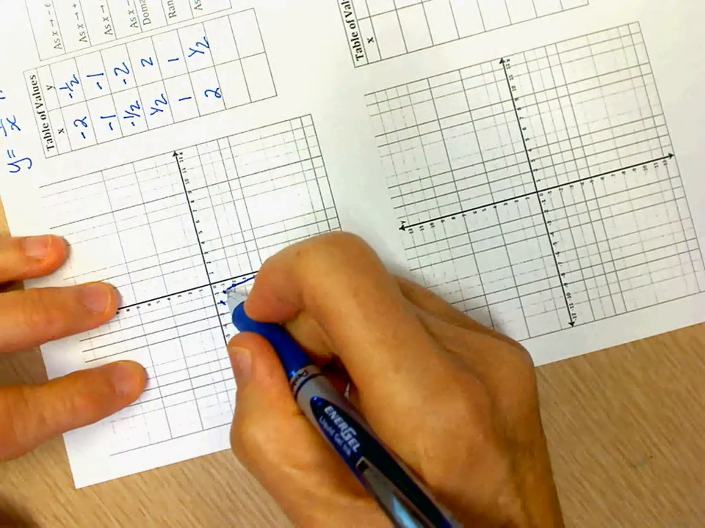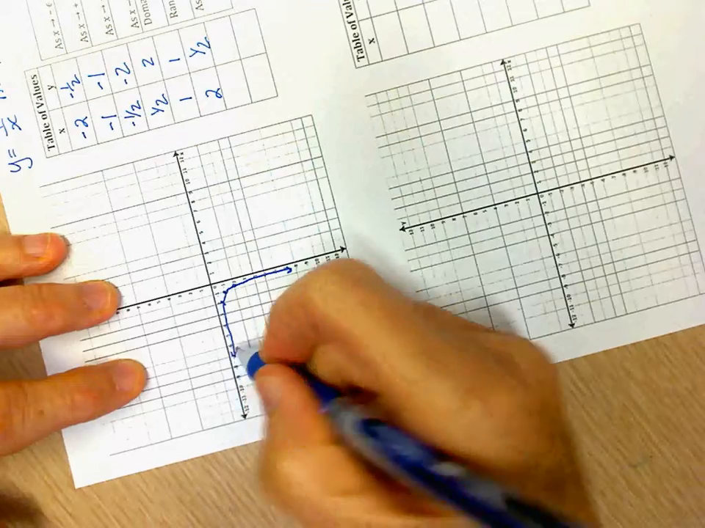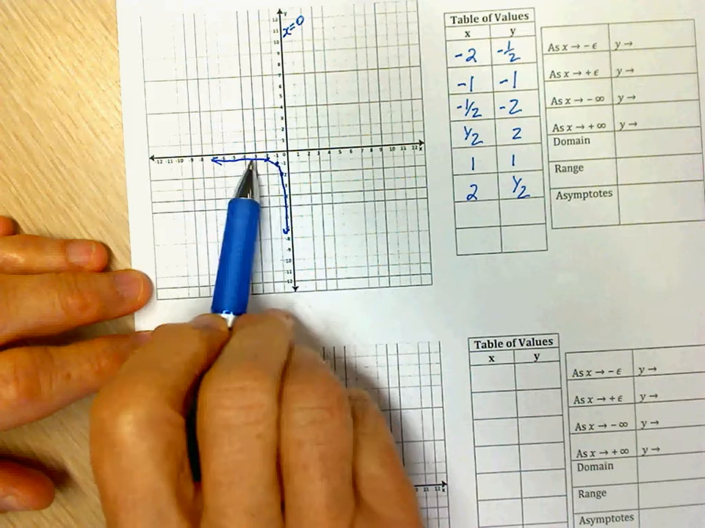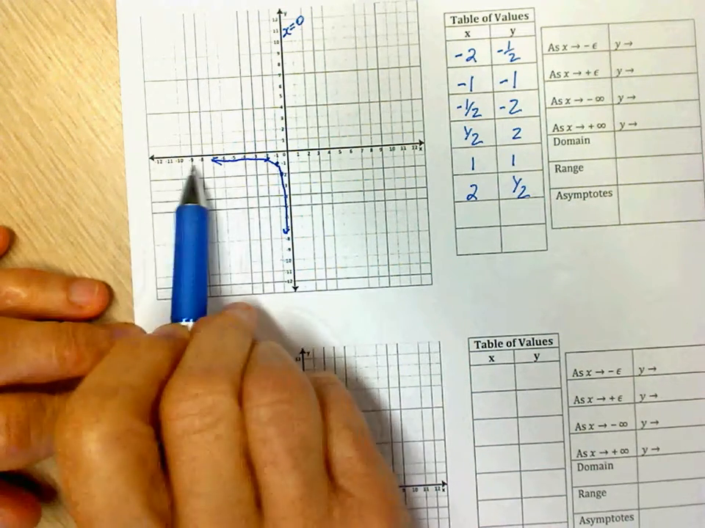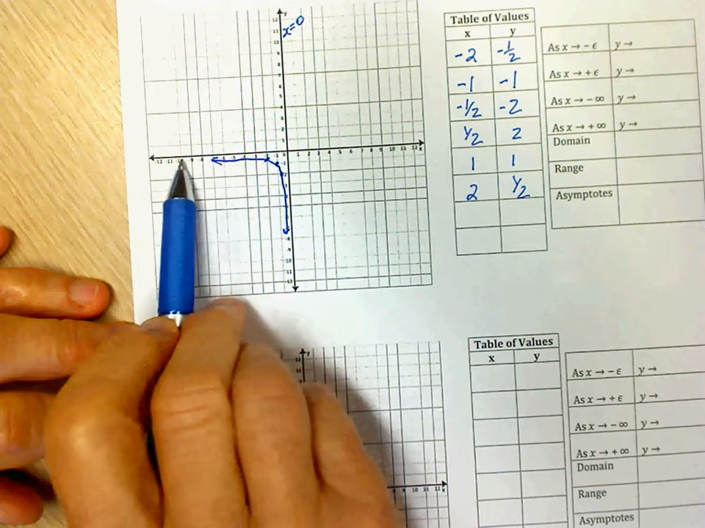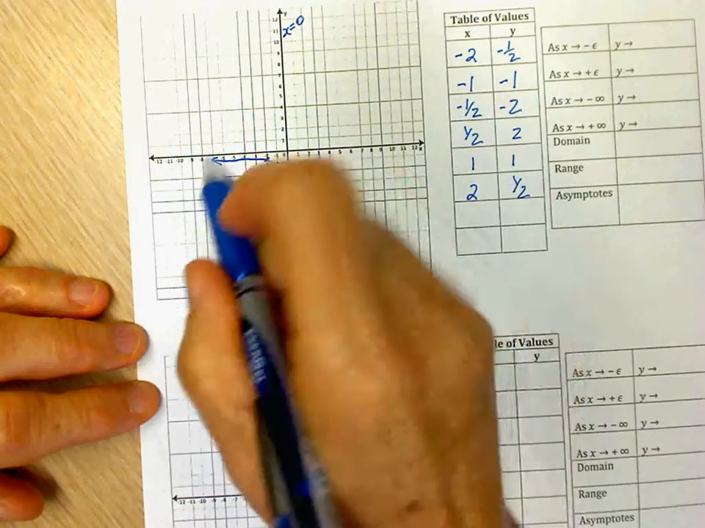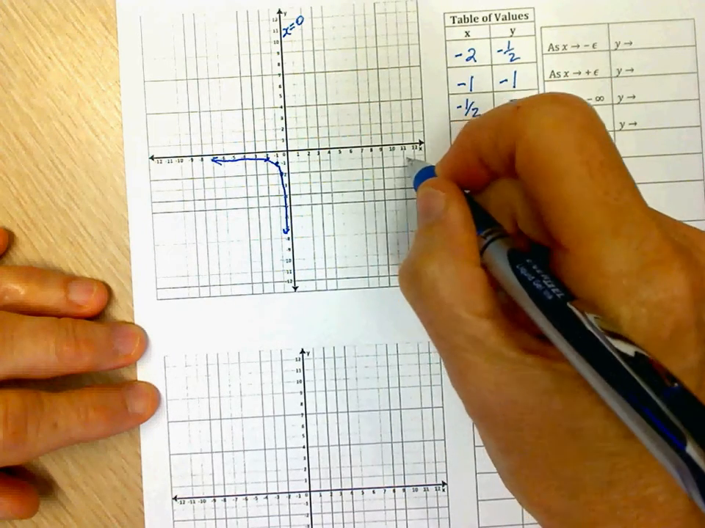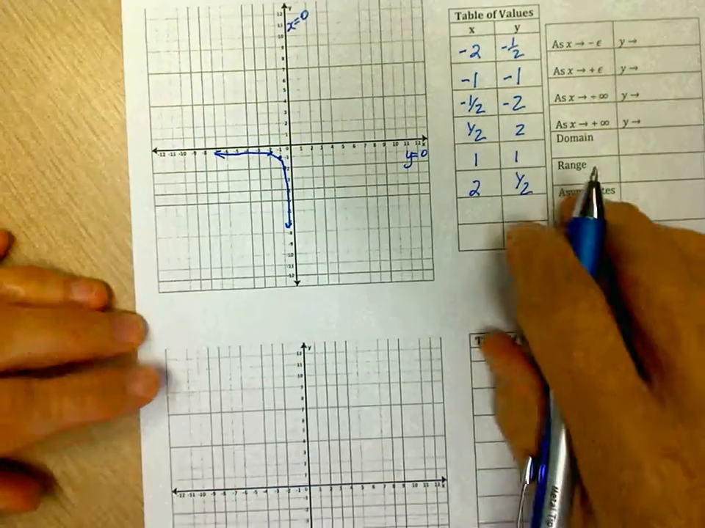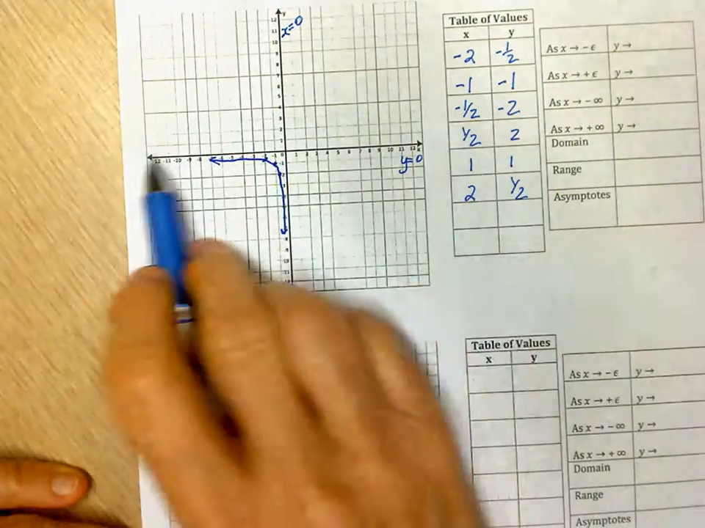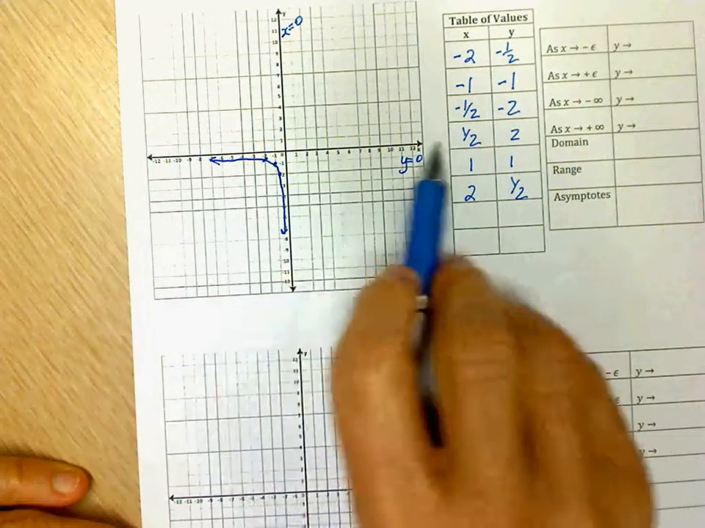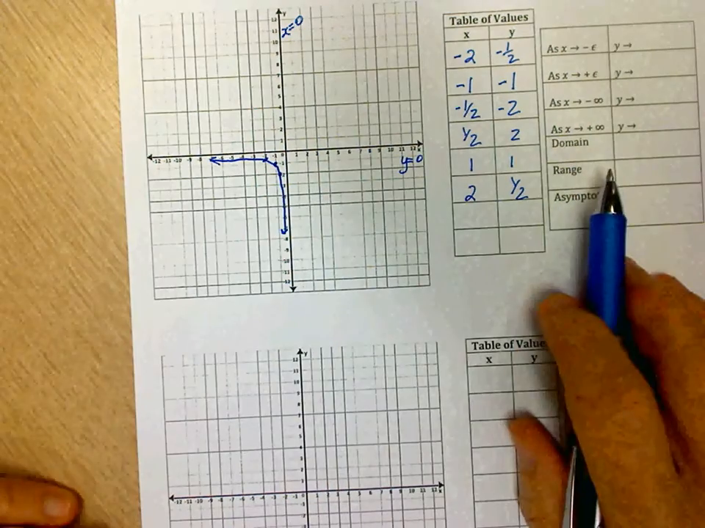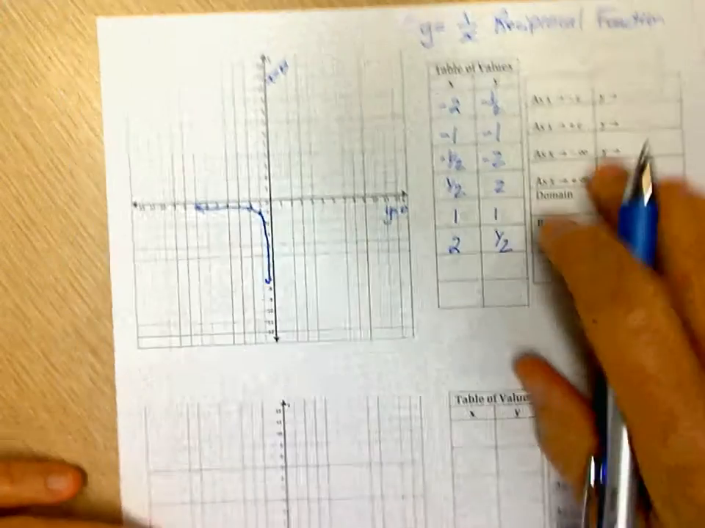And I'm just going to draw the graph this way. As x gets larger and larger in a negative direction, this graph gets closer and closer to the x-axis, but will never touch it. So here, the equation for the x-axis is y equals 0, because for every point on the x-axis, the y value of the coordinate is always 0.